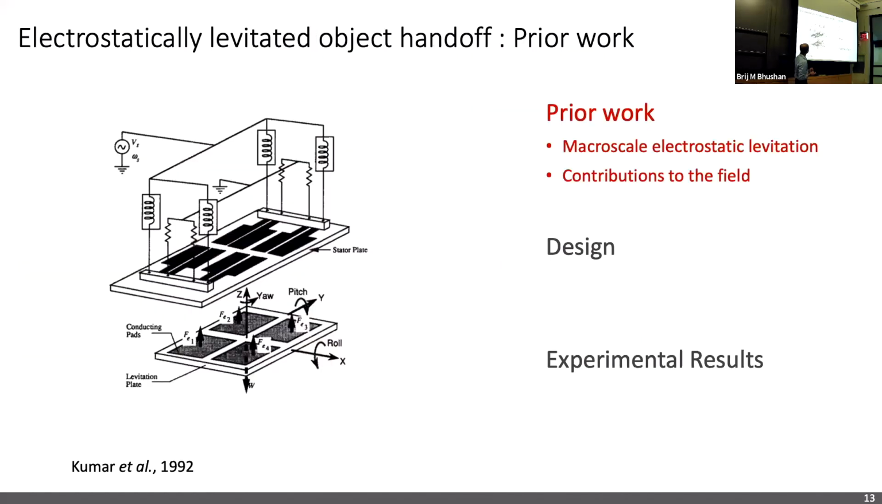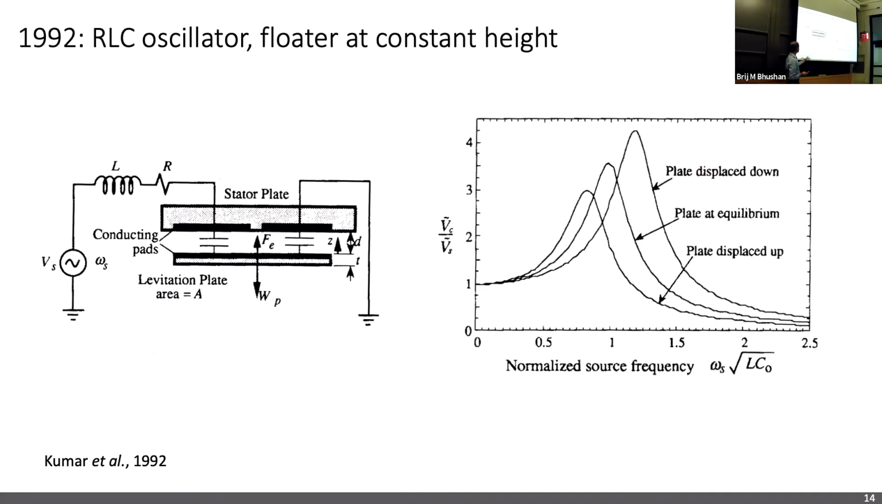Okay, so moving on. Prior work on macro scale electrostatic levitation has a relatively recent history. The first published work was in 1992 by Kumar et al., where they used an LCR oscillator where the floater with the electrodes forms a capacitor, and then it's a tuned LCR circuit such that at perfect tuning, it is at the height that we want to levitate. If it goes further away, the capacitance reduces and the oscillation voltages increase, tending to bring it back. And if it goes further up, the oscillation voltages reduce, tending to bring it down. And that's how it was stabilized.